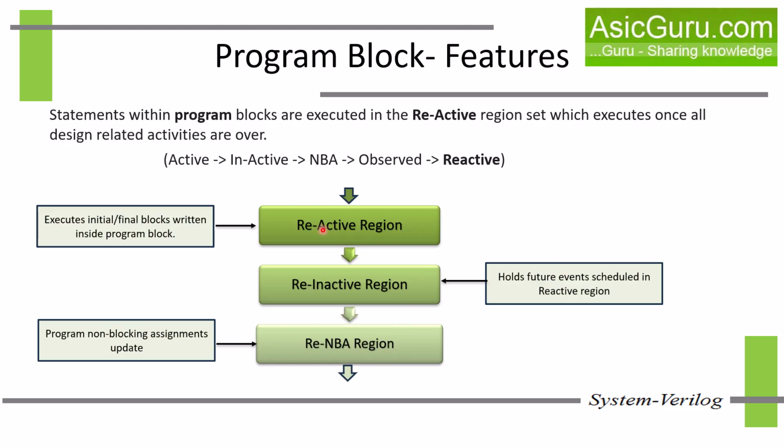So first is the reactive region. It executes initial and final blocks written inside the program block. Then comes the inactive region. It holds new events which are scheduled during the reactive phase. And finally, we have the re-NBA region. It handles non-blocking assignments which are scheduled inside the program blocks. So these assignments update after all reactive and inactive regions finish.